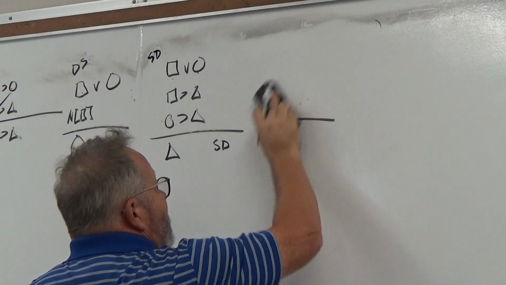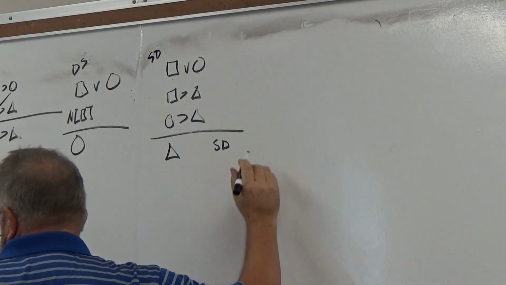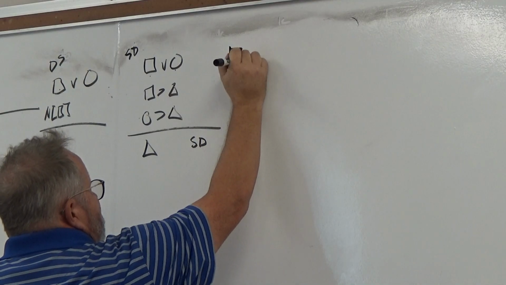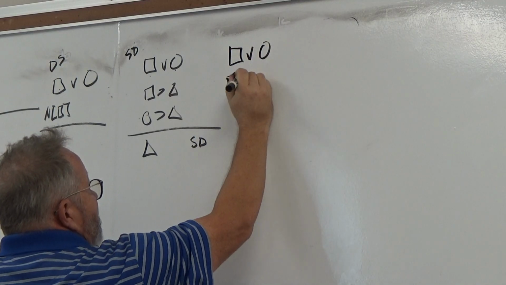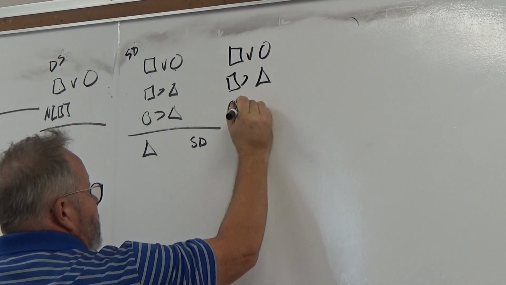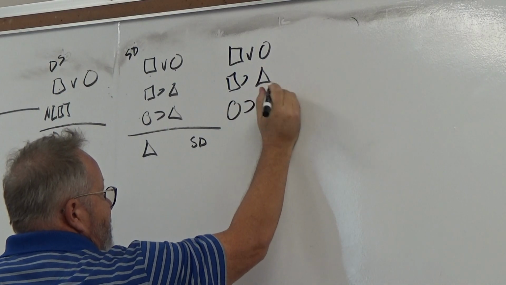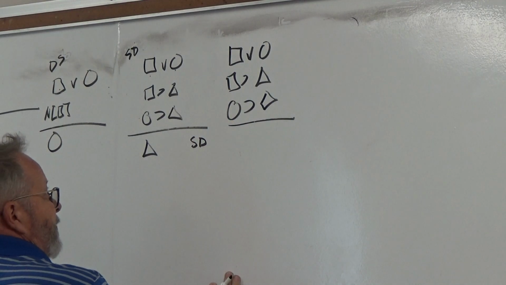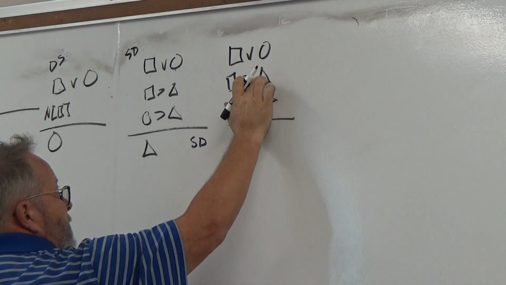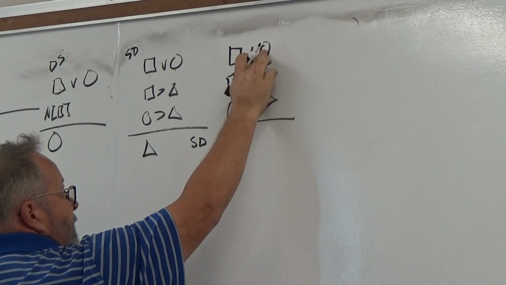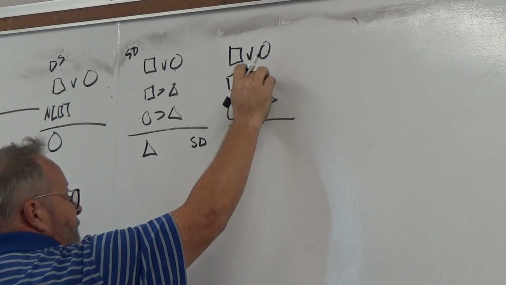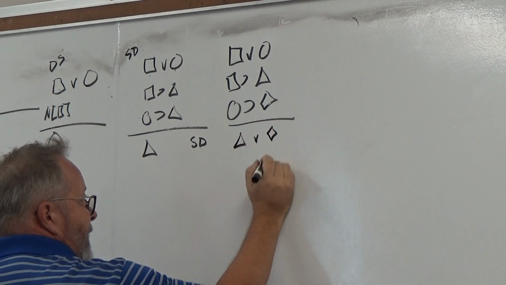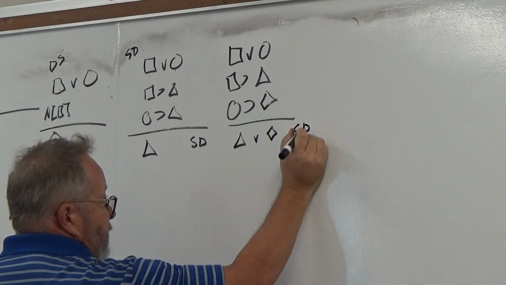Okay. Now this next one is very much like simple dilemma, except for one difference. Box or circle, box, then we get a triangle. But if we have a circle, we get something different. Let's say a diamond. Okay. So what are we going to get from these three facts? Well, if we have this, we get this. If we have that, we get this. So we're either getting this or that. And this is constructive dilemma.